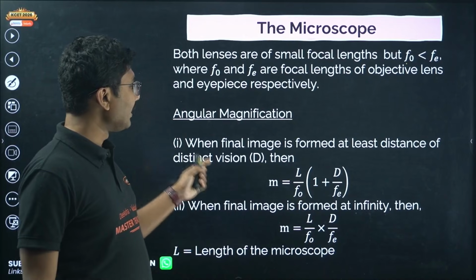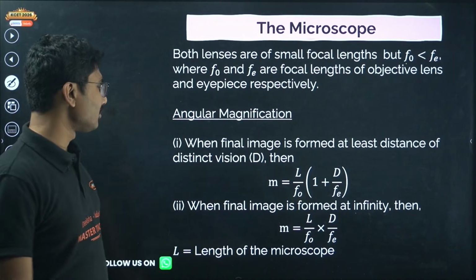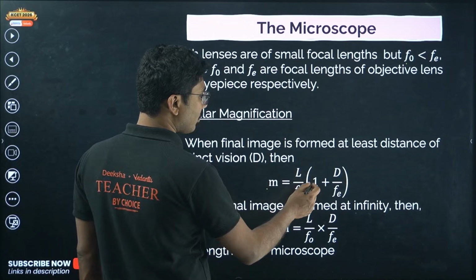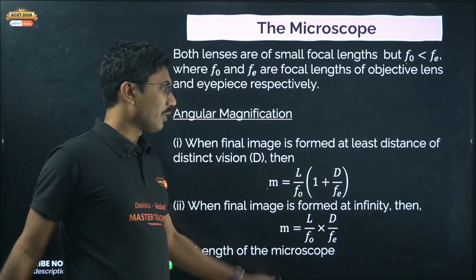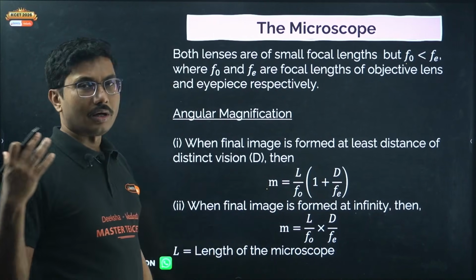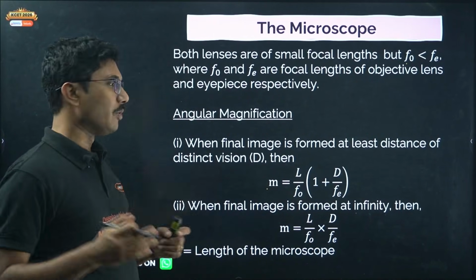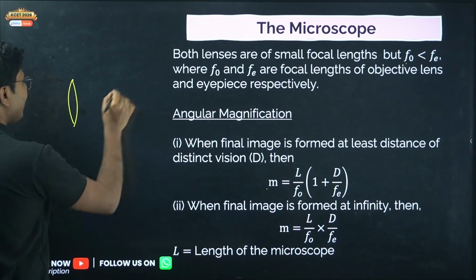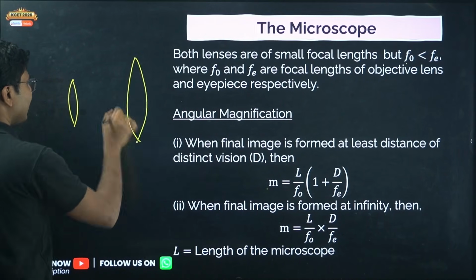Now when the final image is formed at the least distance of distinct vision, the magnification is L divided by f_o, multiplied by (1 plus D by f_e). L is the length of the microscope tube, the distance between the objective and the eyepiece. This distance is L.